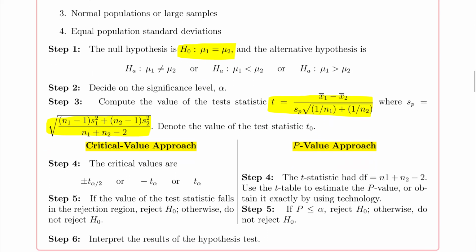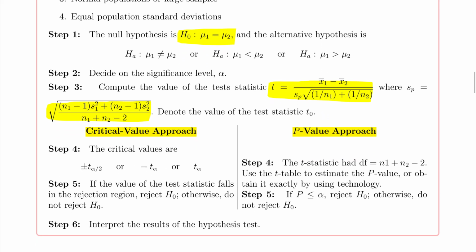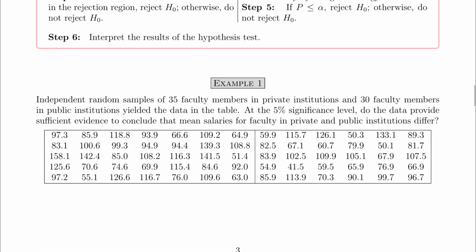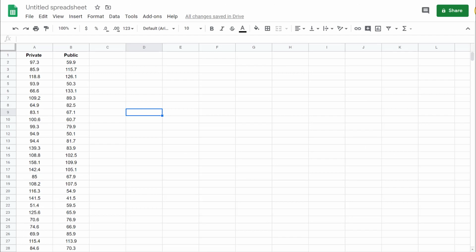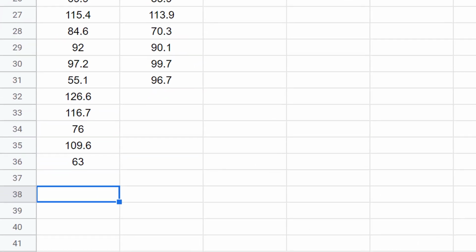So now we need to come up with a way to check to make sure assumption 4 is met. So we're talking about equal population standard deviations. What I've done is I've gone ahead and entered all these data into a Google Sheet. First column is the private institution, the second column is the public institution, and we need to compute the means and the standard deviations for the samples on both of these.